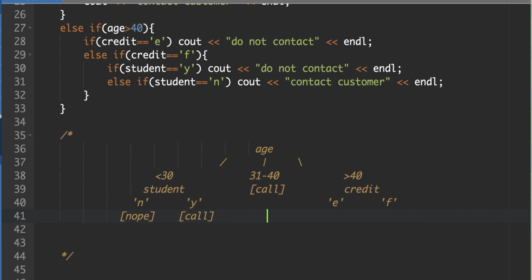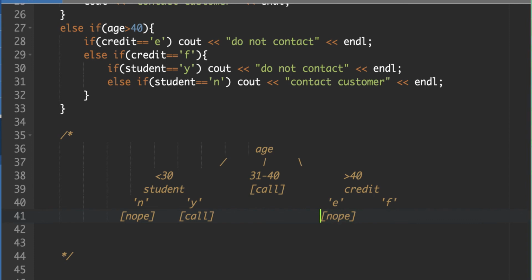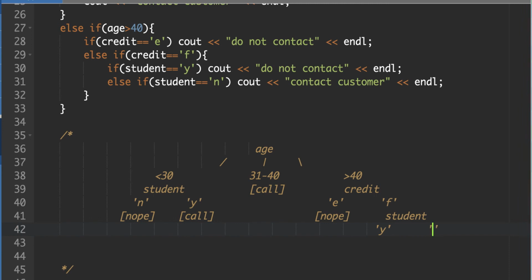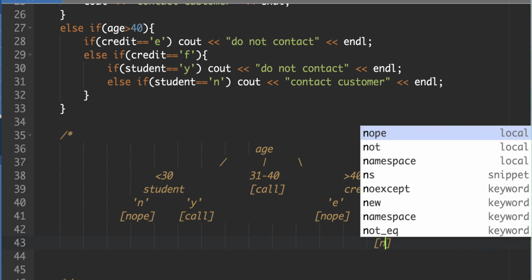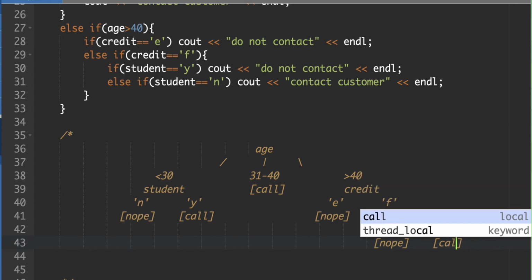Now, moving over here, if they're over 40, this one will be a nope if their credit is excellent. Now, if it's fair, though, we need yet one more decision based on whether they are a student. So I'll move all the way over here. So our two options are if they're a student, it's a yes, or it's a no. If they are a student, nope. If they are not a student, call.